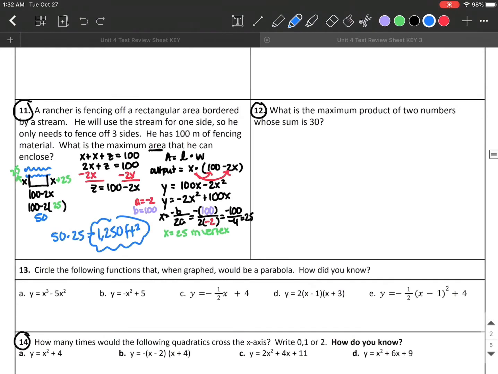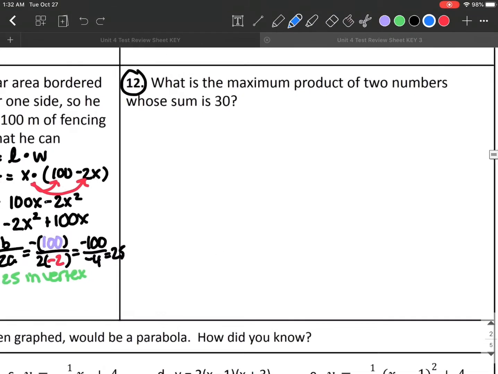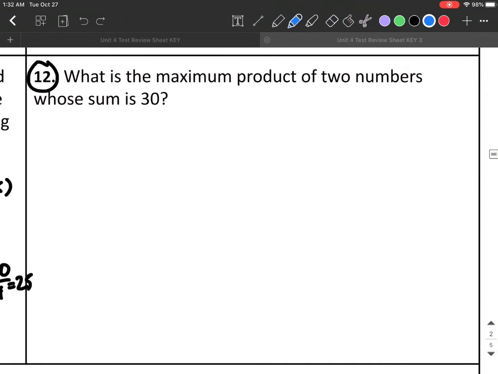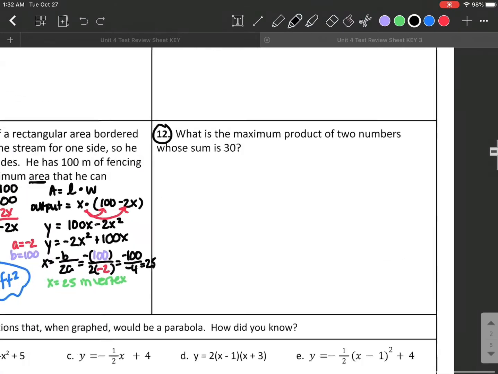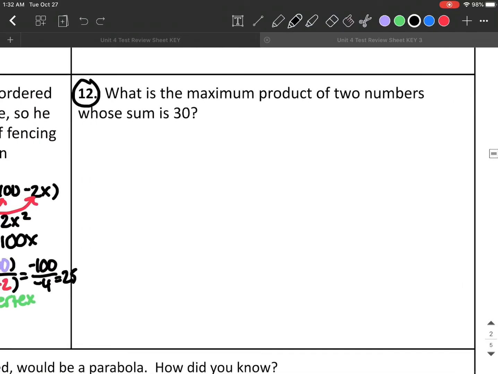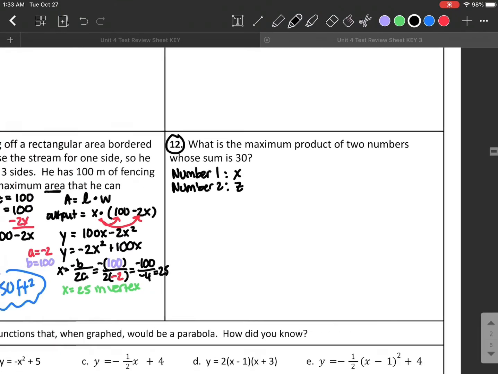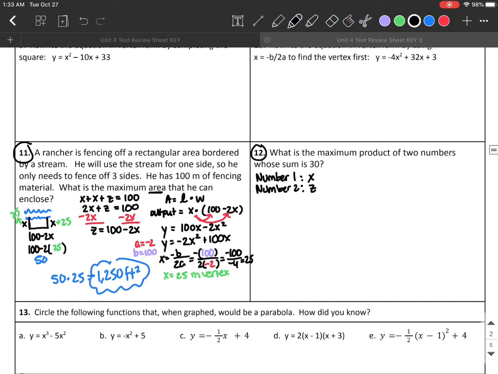Either way. For 12, I want to know what's the maximum product of two numbers whose sum is 30. So I know this is very similar to 11. I know I have two numbers here. I have number 1, I'm going to call it, and number 2. And I want variables to represent them. So number 1, I'm going to let be x, and number 2, I'm going to let be z. Just like in the last problem, I let one of the side lengths be x and the other side length be z.